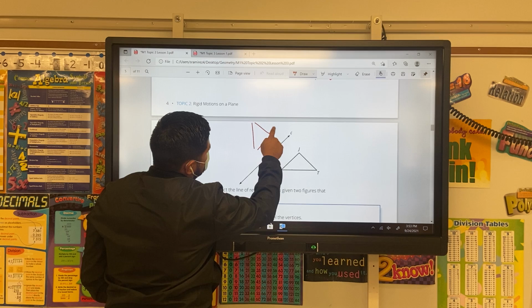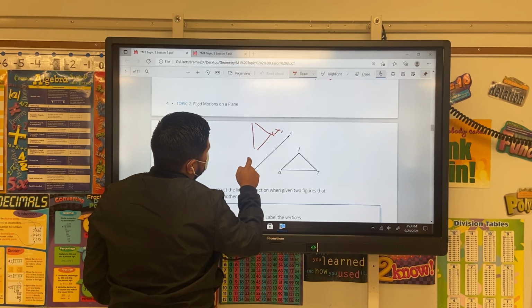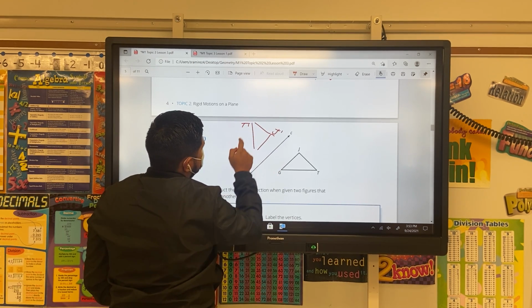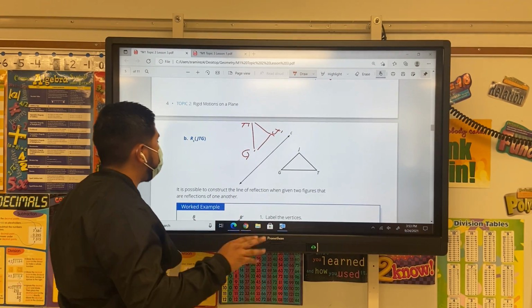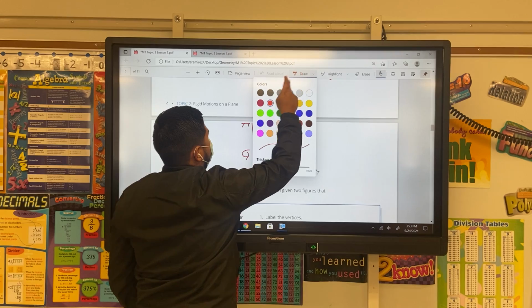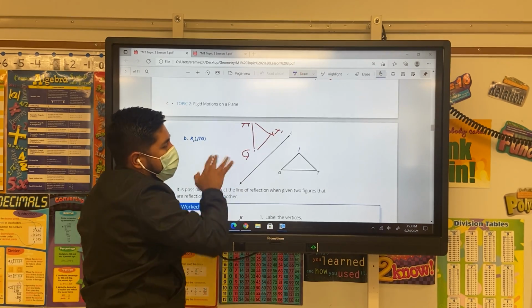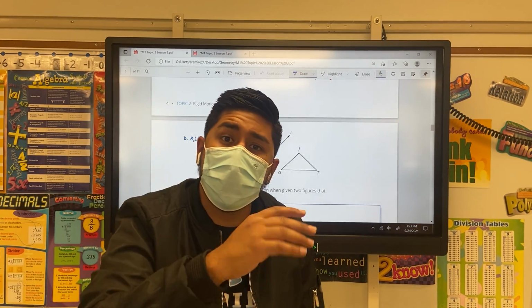Boom. J prime, T prime's up here, and G prime. Of course, this is where it's going to be very important. My thing about this lesson, I didn't like it because there's no grid.